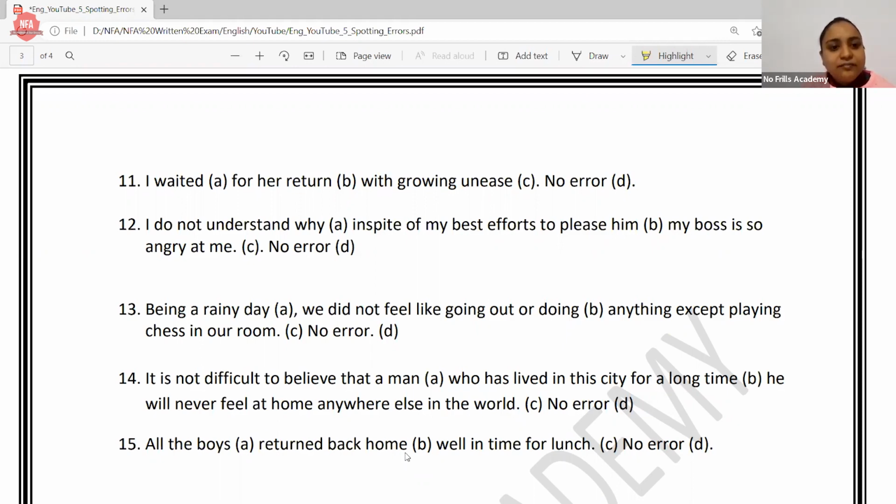Next. Being a rainy day, we did not feel like going out or doing anything except playing chess in our room. Being a rainy day A, we did not feel like going out or doing B, anything except playing chess in our room C. No error D.